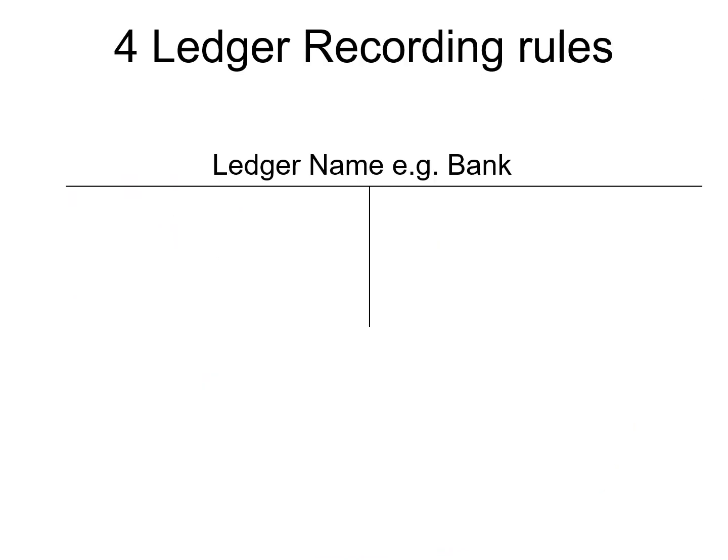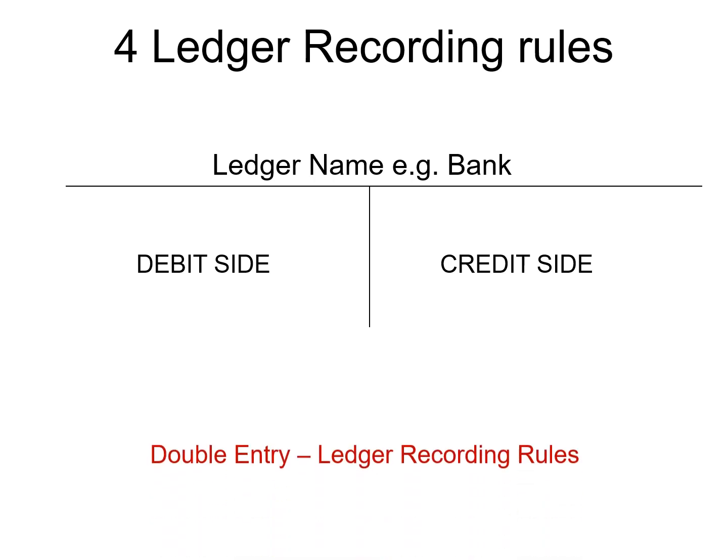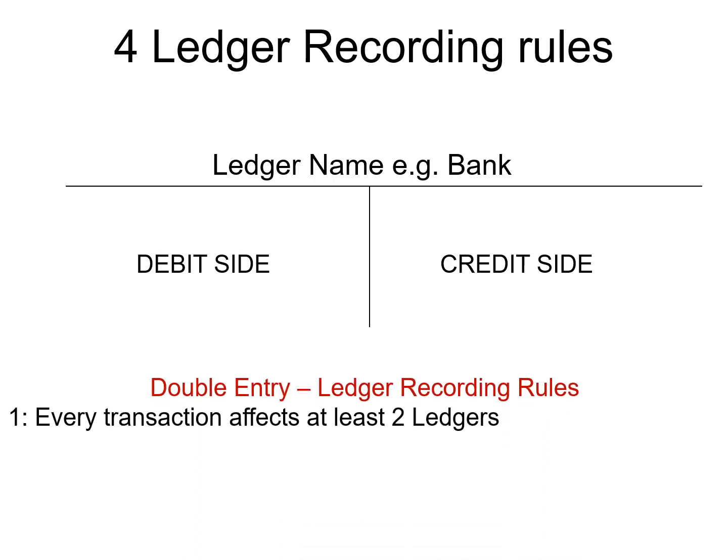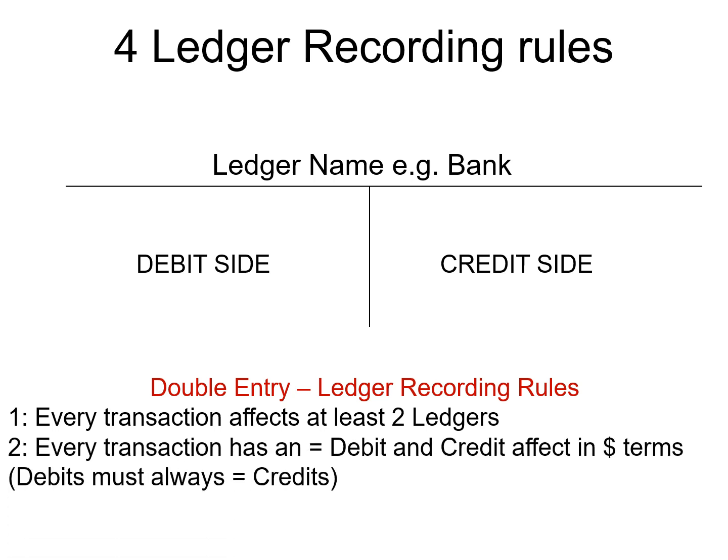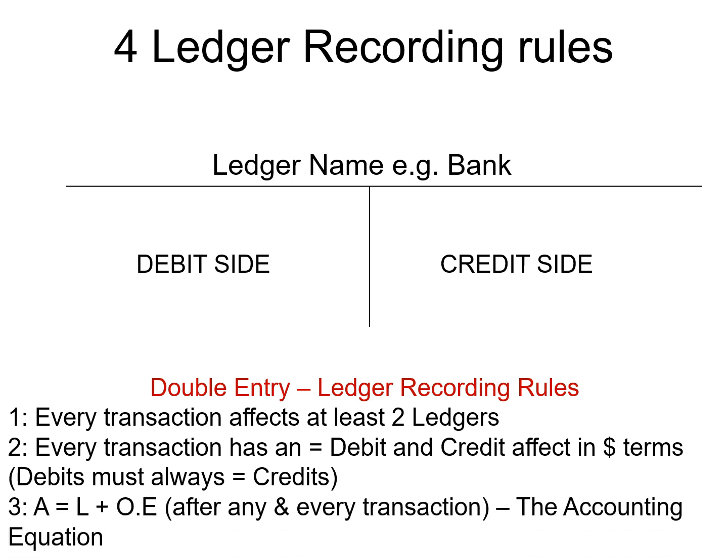4 key ledger recording rules. Just remember, the asset side of the ledger, we call that the debit side, and the liabilities and owner's equity side, we call that the credit side. Rule 1, every transaction affects at least 2 ledger accounts. Rule 2, every transaction has an equal debit and credit effect in terms of dollars. And rule 3, after every single transaction, A will always equal L plus OE, and the balance sheet will balance.